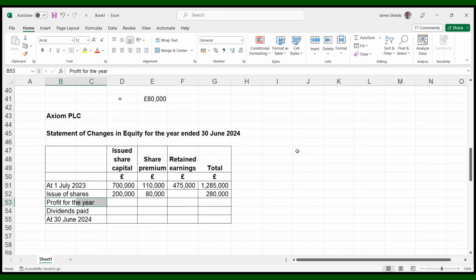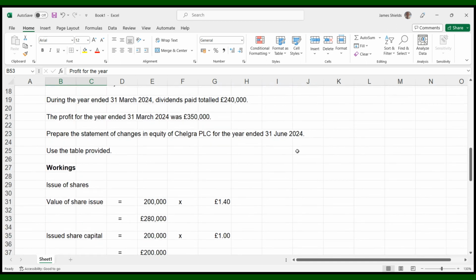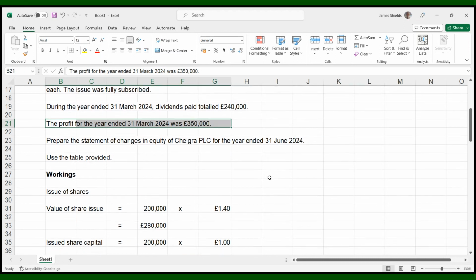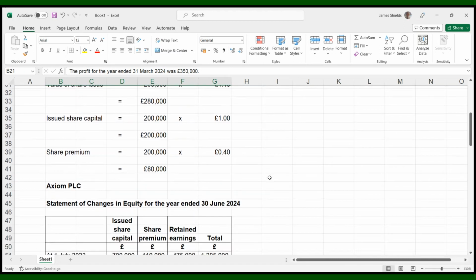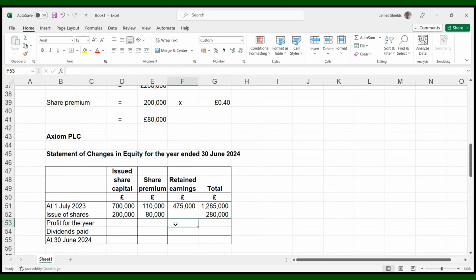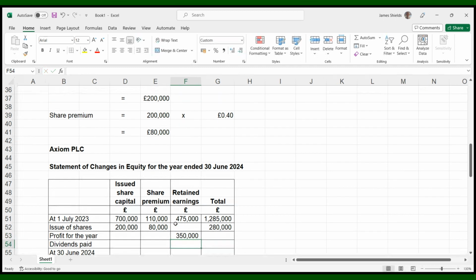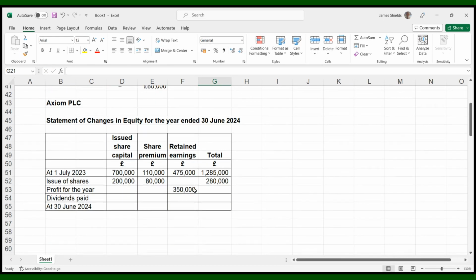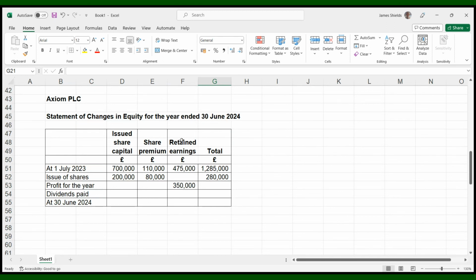Now we have the profit for the year. So go back to the question for the information profit for the year. Profit for the year ended at 31st March 2024 was £350,000. So that goes into the retained earnings. That's where profits are stored. So we've got a figure of £350,000. Let me just check that's the correct figure. That's right, it's £350,000 there. So that's going to increase our retained earnings. So we're going to be adding it on. And then my total here will be £350,000 for that row.